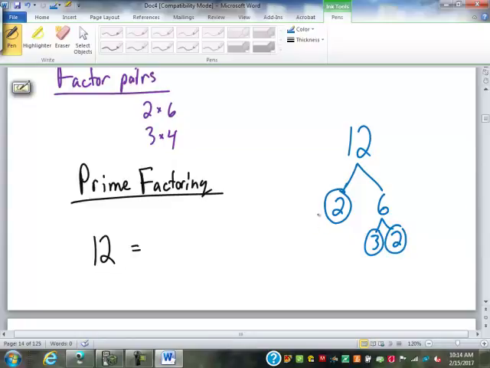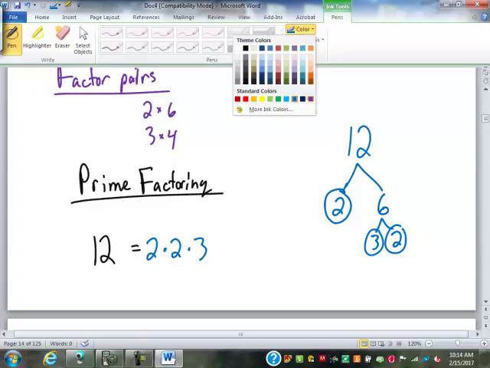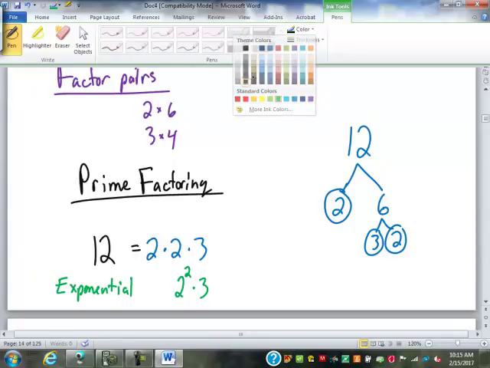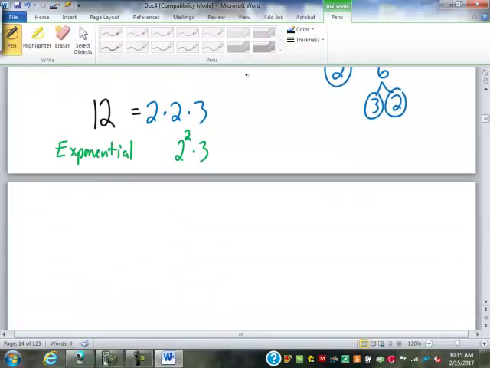Now I'm going to list them from smallest to largest. I have 2, another 2, and a 3. This is the way I usually write it out, I leave it listed out like that. There's an alternative. If they want you to list it out exponentially, all they're asking you to do is 2 times 2 is, of course, 2 squared times 3. So when they say list it out exponentially, that's what they're asking for. I know, they have to get fancy.